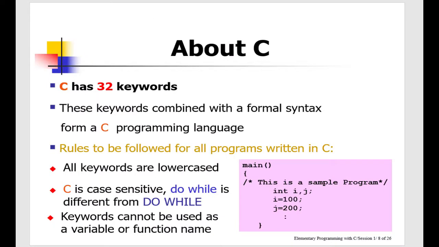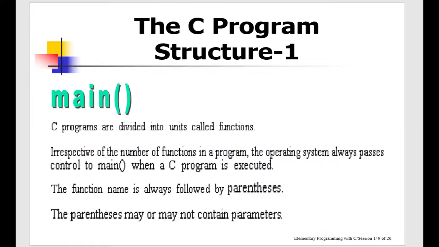How do we write programs in C? Let's look at the C program structure. C programs are divided into units called functions, and irrespective of the number of functions in a program, the operating system always passes control to the main function when a C program is executed. The function name is always followed by parentheses, which may or may not contain parameters. That is the data that your function requires to do something specific.